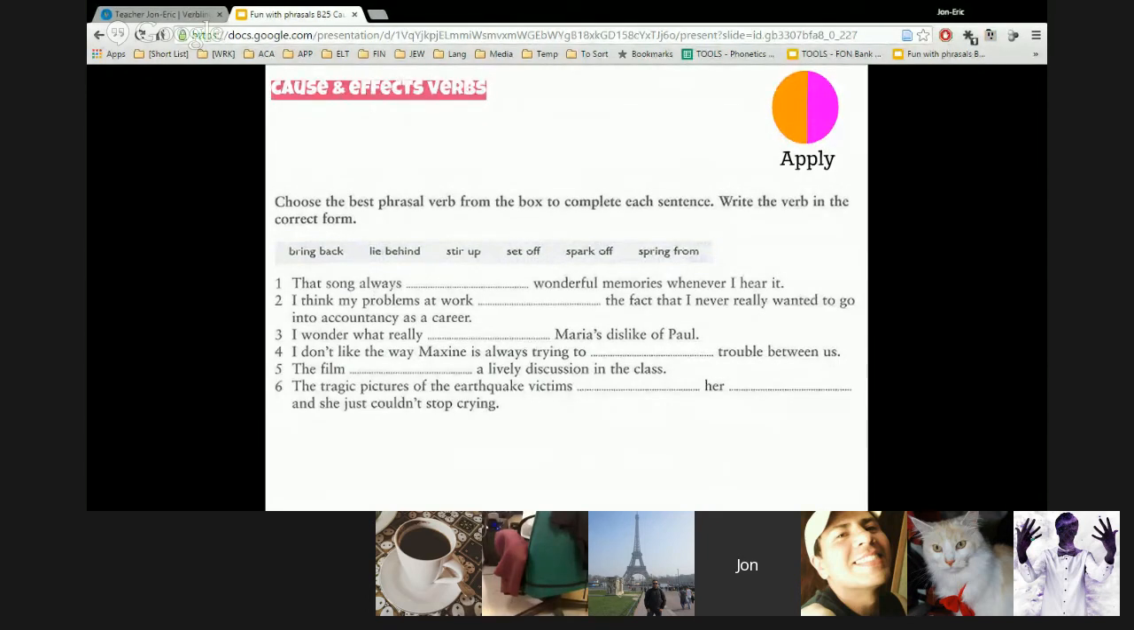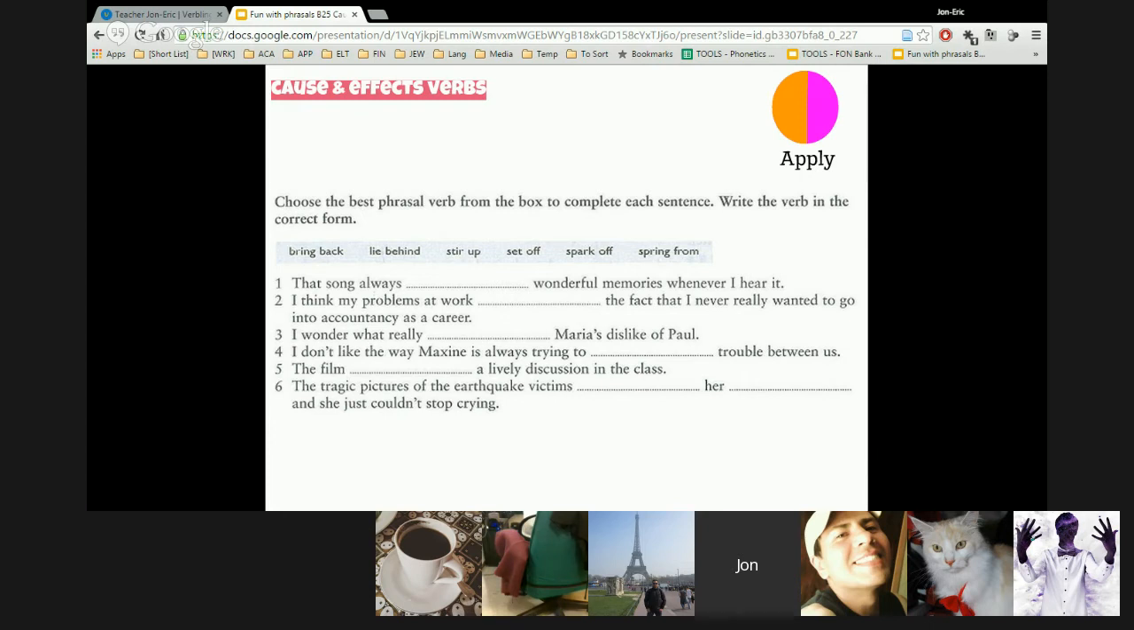Settle. What? Spark up. I'm hearing sparked up. Is that it? Yeah. And what was the other one? Before V, someone said something. The film said. What was it, David? Maybe set off. Okay, set off. And V, you said sparked off, right? Yeah. Okay. The film set off a lively discussion in class.